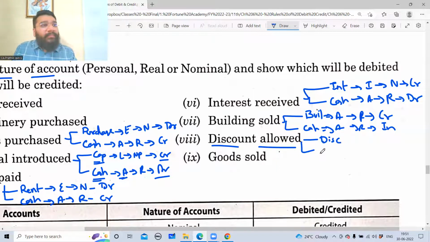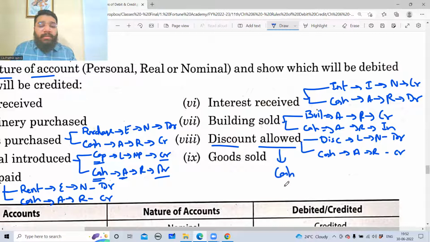So discount allowed. Discount is one account, another is Cash. Discount is a loss, nominal. Cash is an asset. Receivable. Credit. This discount, I will just give you a hint: it is a cash discount. So what is a cash discount? I'll discuss it in detail in the journal chapter. I know you've studied. I'll discuss this in detail in the journal chapter.